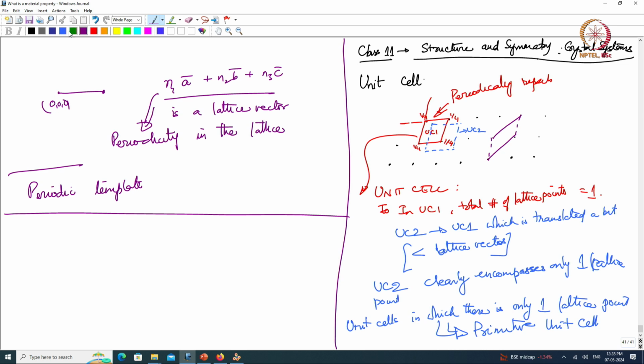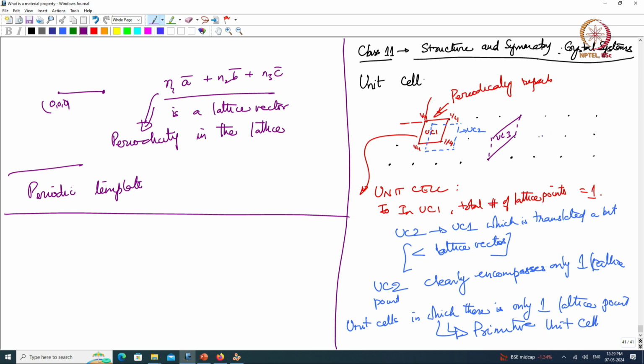Okay. Now, this is UC3, let me just name this as UC3. If there is a primitive unit cell, there should be a non-primitive unit cell. A non-primitive unit cell is a unit cell which encompasses not more than one lattice point. So, we will define non-primitive unit cells for a reason that I will discuss in the next class or the class after.